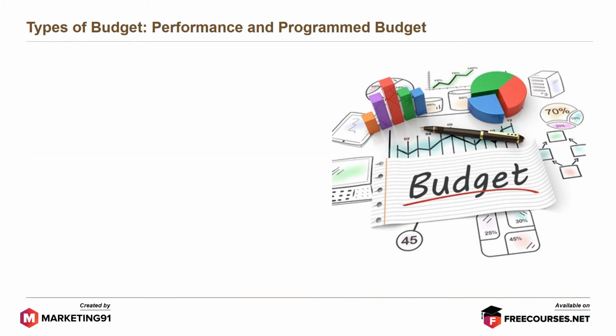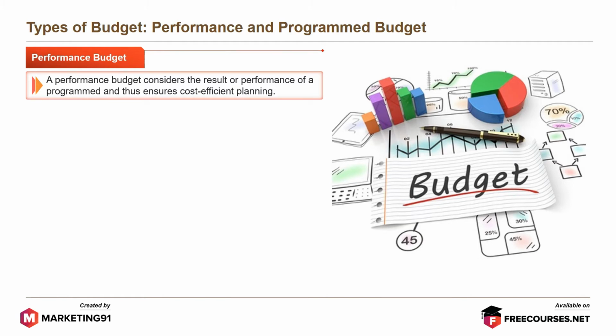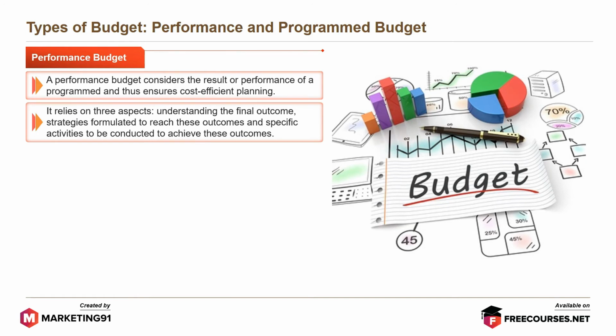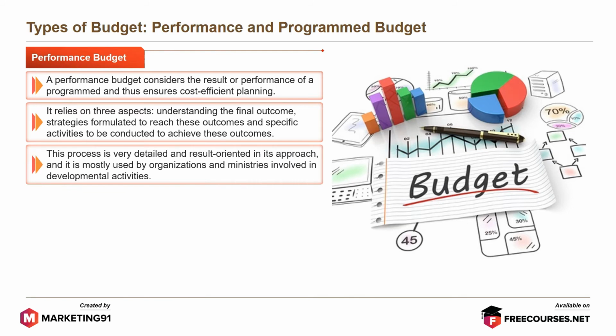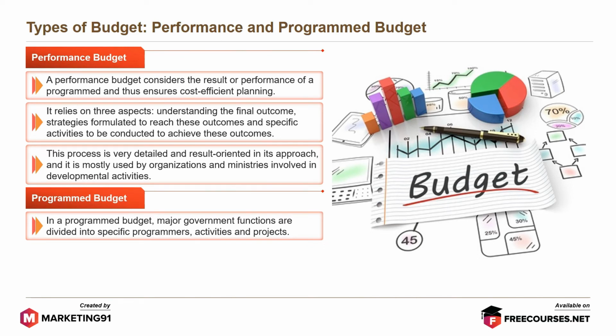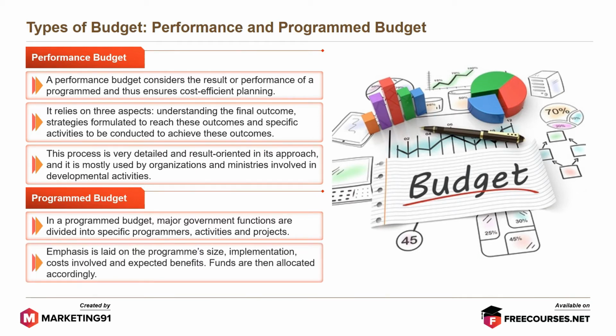Performance and program budget. A performance budget considers the result or performance of a program and thus ensures cost-efficient planning. It relies on three aspects: understanding the final outcome, strategies formulated to reach these outcomes, and specific activities to be conducted to achieve these outcomes. The process is very detailed and result-oriented in its approach, and it is mostly used by organizations and ministries involved in developmental activities. In a program budget, major government functions are divided into specific programs, activities, and projects. Emphasis is laid on the program's size, implementation, costs involved, and expected benefits. Funds are then allocated accordingly.